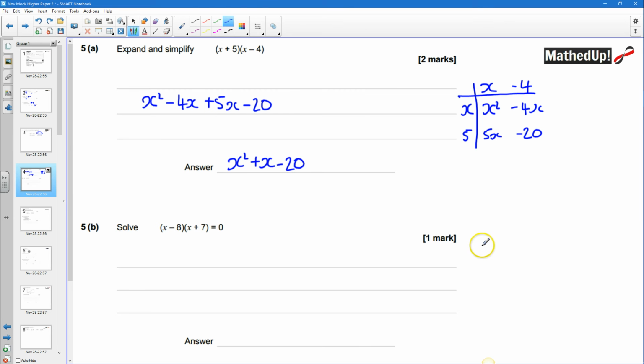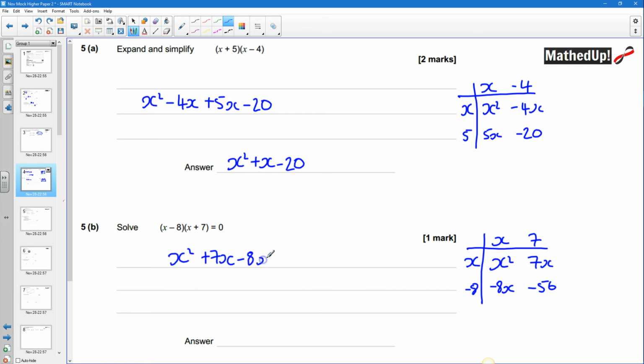Similarly over here, I can do the same thing. We've got x take away 8, so I've got x and a negative 8 there, and x plus 7. x times x is x squared, x times 7 is 7x, negative 8x and negative 56. So we've got x squared plus 7x, take away 8x, take away 56, and then that's going to give me x squared, take away 1x, or take away x, take away 56. Okay.